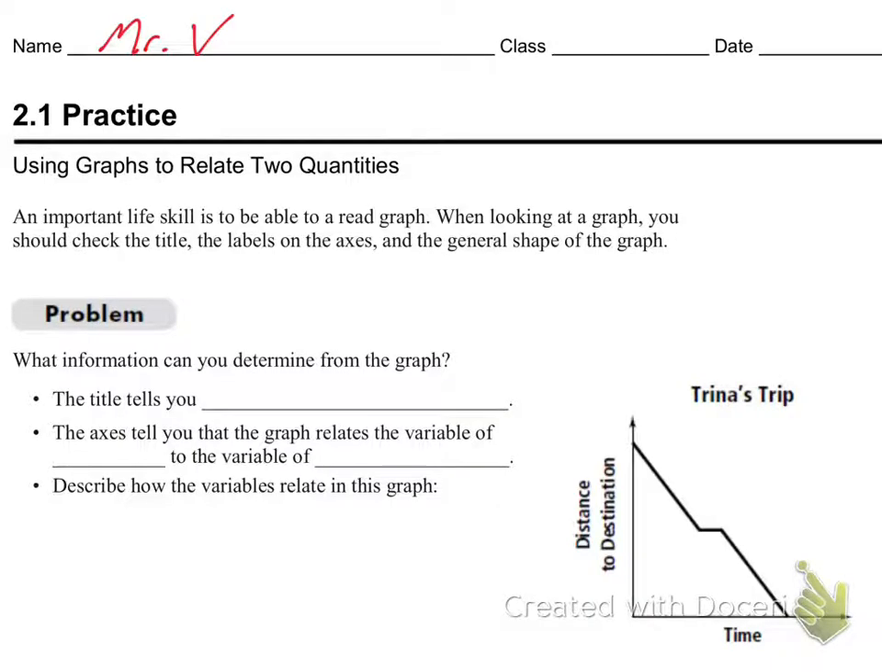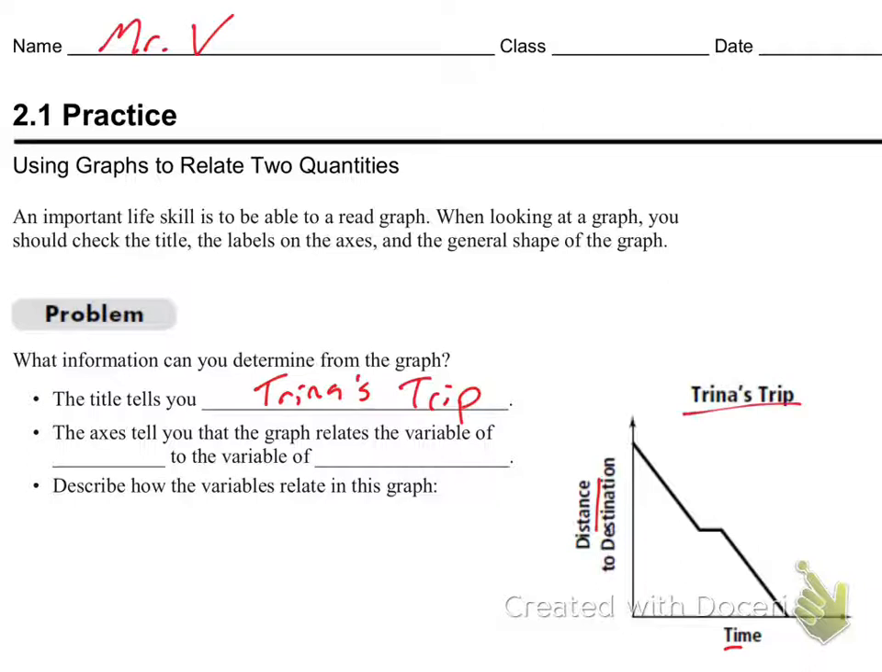All right, so for the first one here, what information can you determine from the graph? The title tells you what Trina's trip is, right? That's literally all you got to put. If you wanted to, you could put distance over time or how long it took, but the title tells you that it's about Trina's trip. And that's normally found on the top.